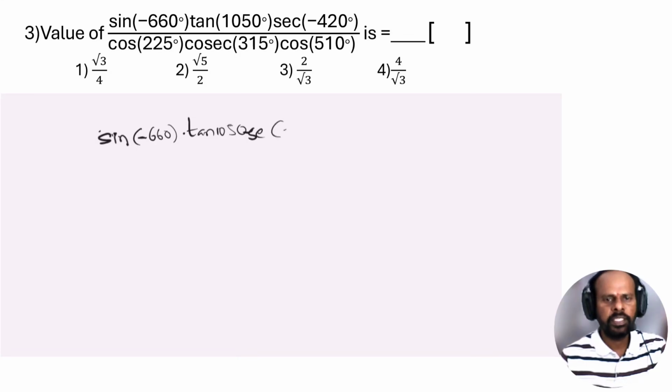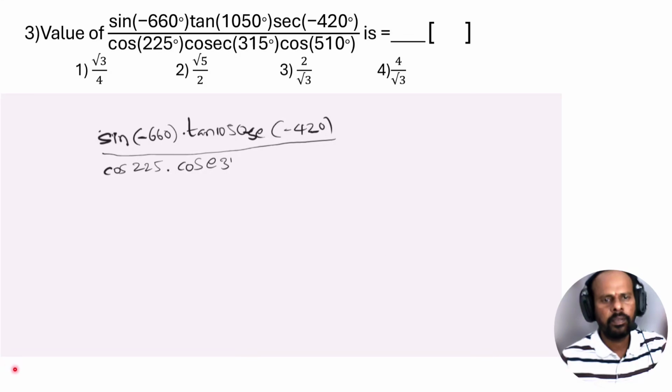Next, sin of minus 660, so minus sin 60, remember it which quadrant, and tan 1050, and next term in the numerator is sec 420, and next in the denominator first term is cos 225, and next cosec 315 and cos 510 it is given.